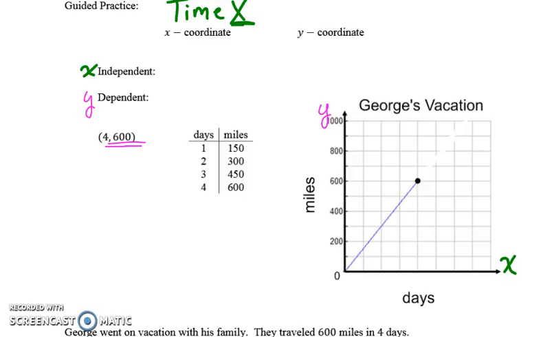We need to know our independent. What does our x equal according to the ordered pair? X is 4, right? Because first comes x and then comes y.